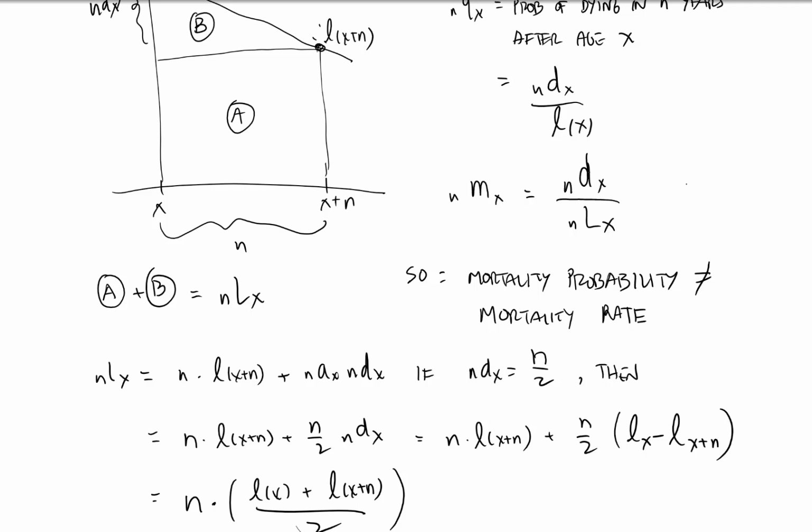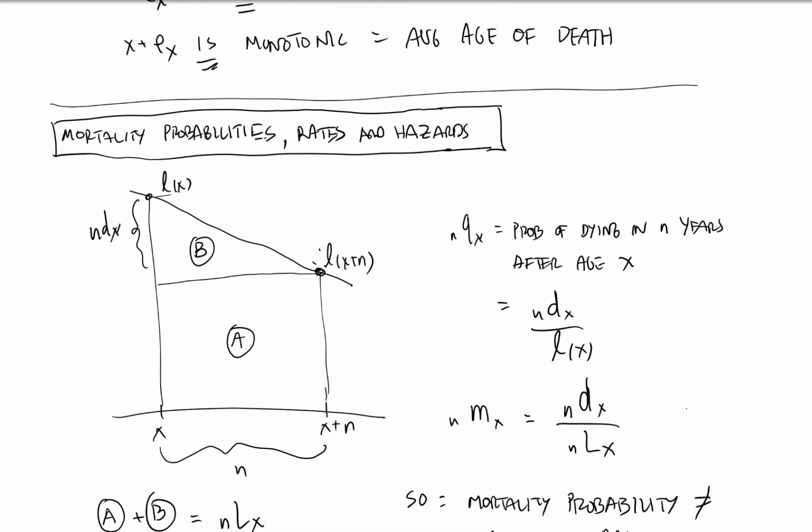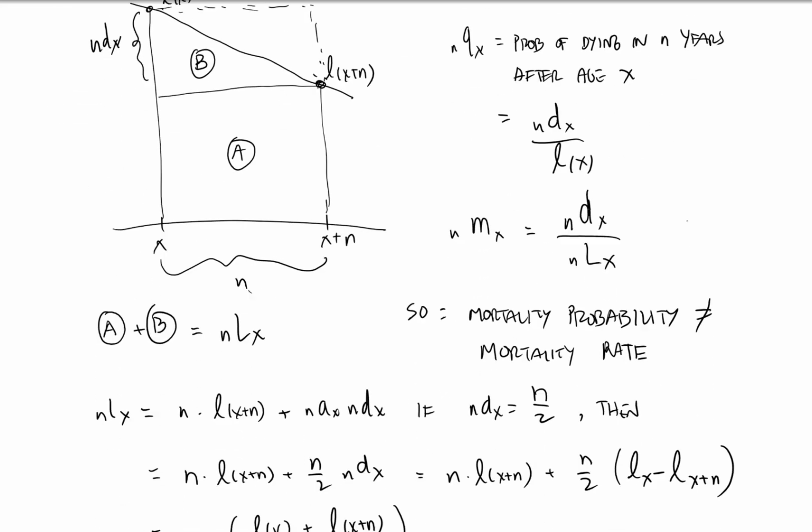So just to put things in context, nLx is roughly n times l(x). You can see that if this curve l(x) is shallow, then roughly, just in terms of an approximation, this bigger rectangle is going to be n times the height l(x). So what we actually know is that this area is somewhere between n times l(x) and n times l(x+n).